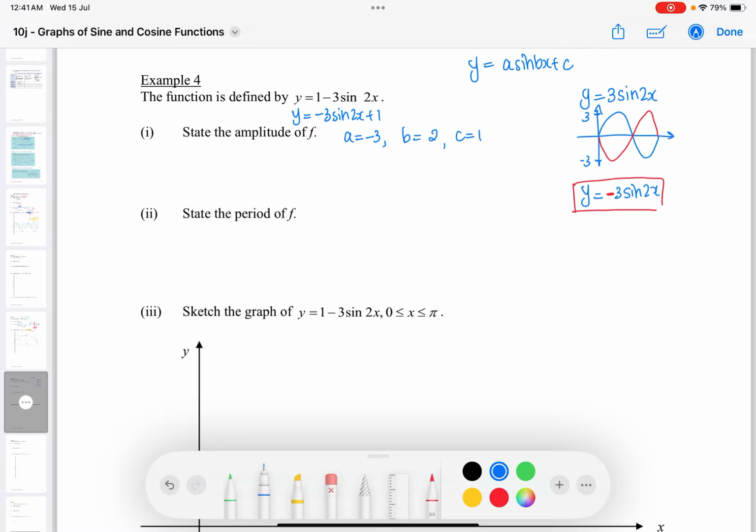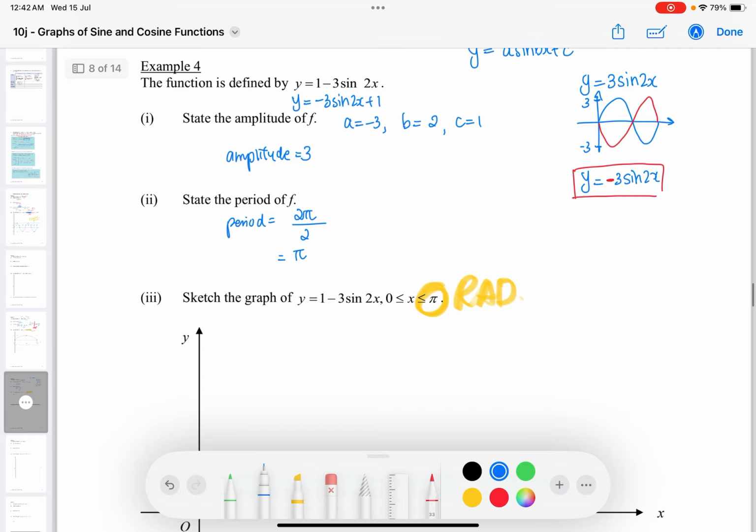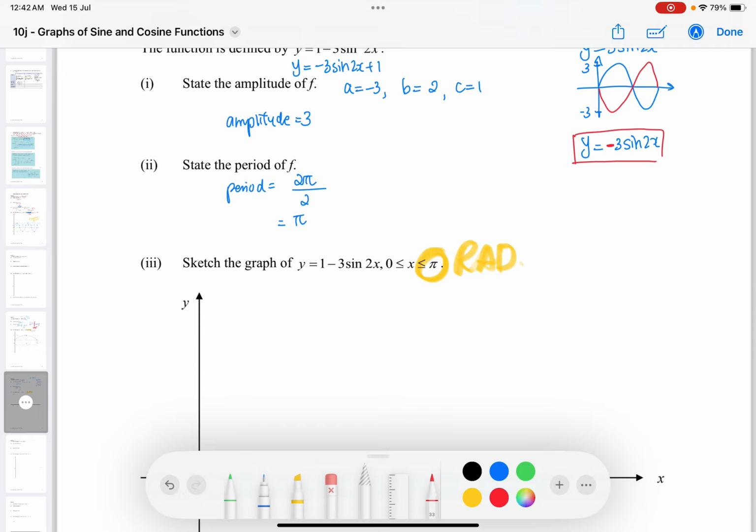Okay, so amplitude of the graph is still 3. Period, same formula, 360 divided by b. In this case, b is 2. So, oh, sorry, not 360, take note, radian mode. So this must be changed to 2 pi. Okay, which means that the period is pi. Alright, great. If you see that the period is pi and the cycle is from 0 to pi, it means that you just have to draw one cycle.